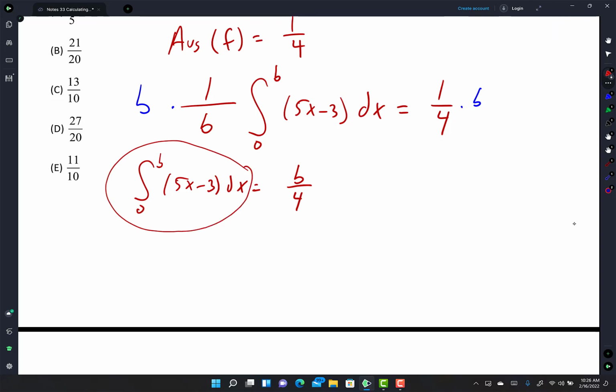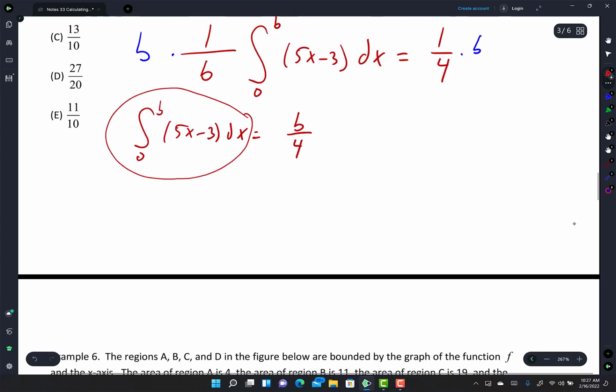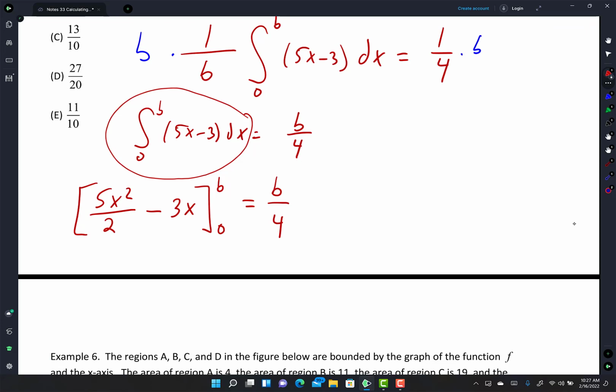I'm going to do the antiderivative of that, and I'm going to put upper minus lower. That b is a number, guys. We don't know what that number is. So here we go. Antiderivative of 5x is 5x squared over 2, minus the antiderivative of 3, which is 3x. And it's these two terms that I'm going to evaluate from 0 to b. And all that still equals b over 4. You're done with calculus. Everything else is algebra.